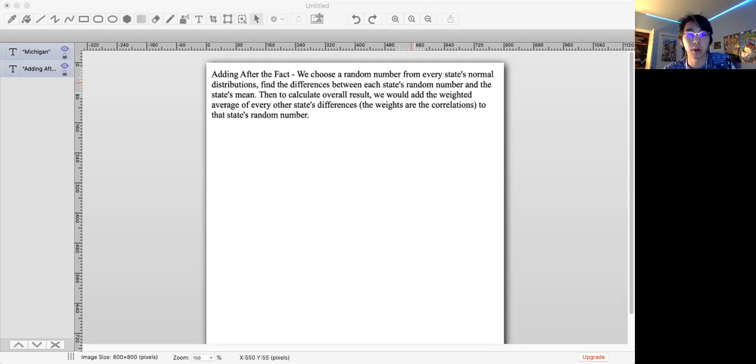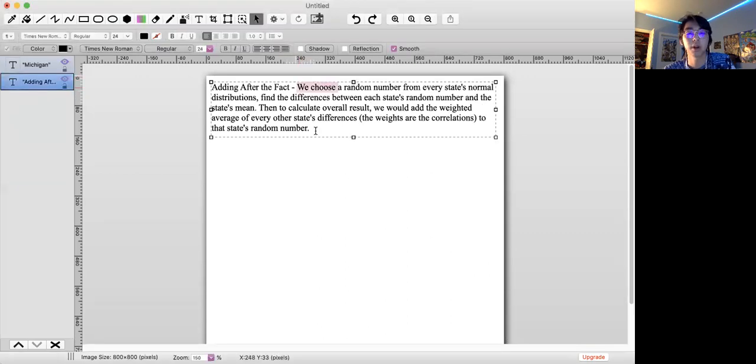in a more artistic manner. So as pasted over here, we have that blurb from the forum, and I'm going to be going through it and trying to explain each sentence. So the first sentence we have is we choose a random number from each state's normal distributions.